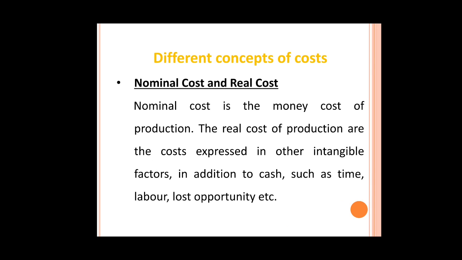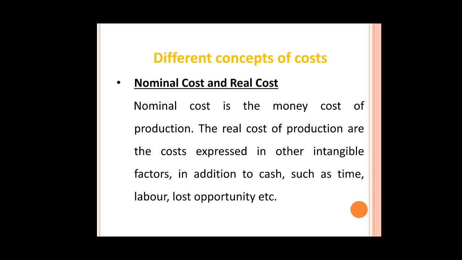It's also called expenses of production, which are paid out by the producer in cash to the factors he employs or for the raw materials he uses in production. Such expenses also include the producer's normal profits, otherwise he cannot continue his business. On the other hand, the real cost of production is the costs expressed in other intangible factors in addition to cash, such as time, labor, lost opportunity, etc.